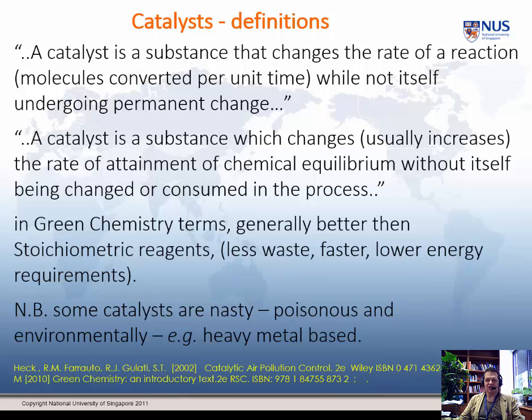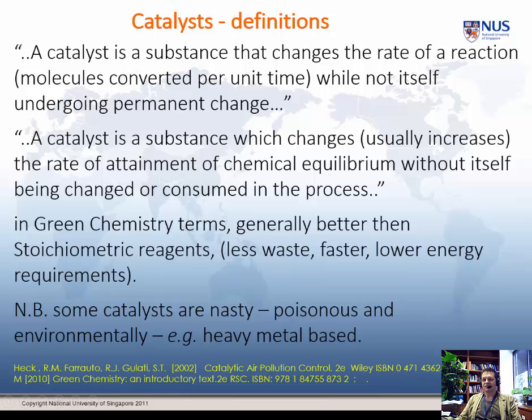They generally help the reaction go faster. I know there are inhibitors which make the reaction go slower, which also have application, but mostly I'll be talking about catalysts. They usually result in lower energy requirements. They are almost always better than stoichiometric reagents. But there are always buts. Some catalysts are really rather nasty. They're poisonous or maybe environmentally toxic, maybe heavy metal based, and so on and so forth.